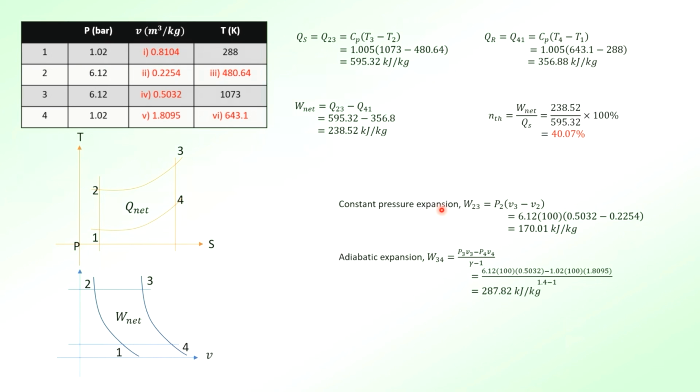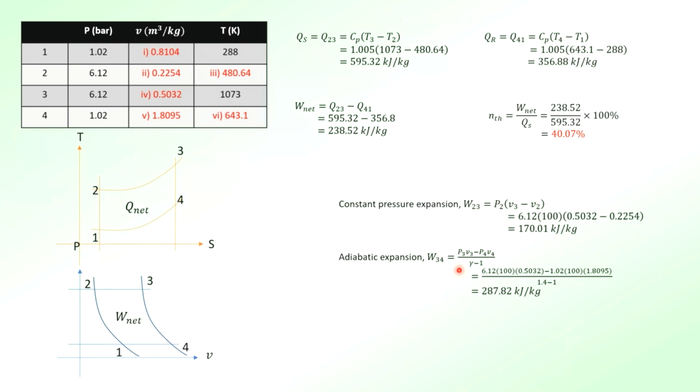I'll tell you why we need to find out the expansion work. Because we need to find the work ratio. Work ratio is defined as net work over gross work expansion. Gross work expansion means total expansion work. So your expansion work based on the PV diagram is only 2 to 3 and 3 to 4, where 2 to 3 is a constant pressure work and 3 to 4 is your isentropic work.